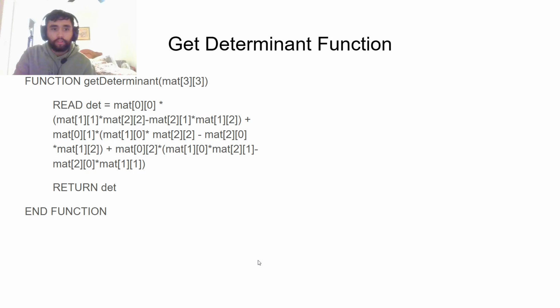This is my get determinant function. It basically calculates the determinant using a basic formula for a 3 by 3 matrix.